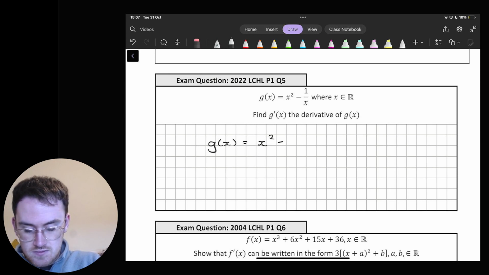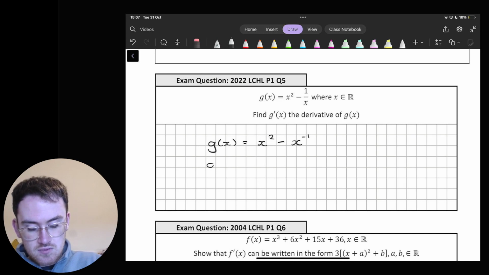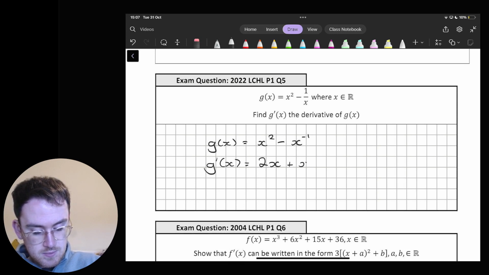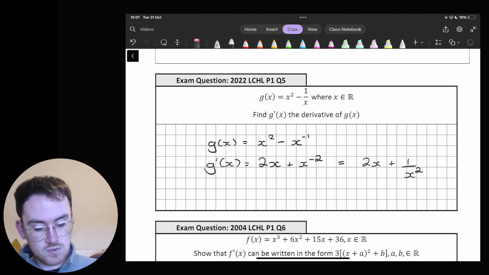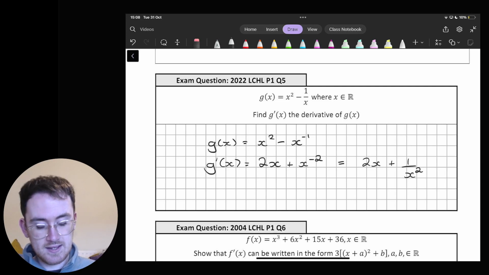X squared is perfect. 1 over x we should know is the same as x to the power of minus 1. That's from our indice rules. And by doing that, we can now use this general rule: multiply by the power, reduce the power by 1, it becomes minus 2, and I get 2x plus 1 over x squared. Okay, so it's really important that you know your indice rules as well.